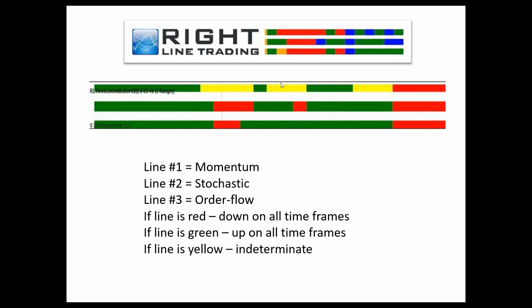So the first line is momentum, the second line is stochastic, and the third line is order flow. Now, when the line is red, it means whatever assessment is being made on the 3 line, it is down on both higher time frames. When it's green, it's up on both higher time frames. And when it's yellow, they're just not in sync. One higher time frame may be moving up, the other higher time frame may be moving down.